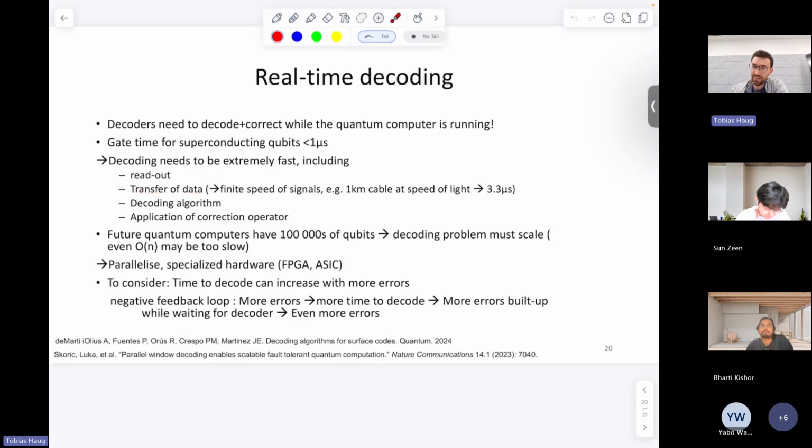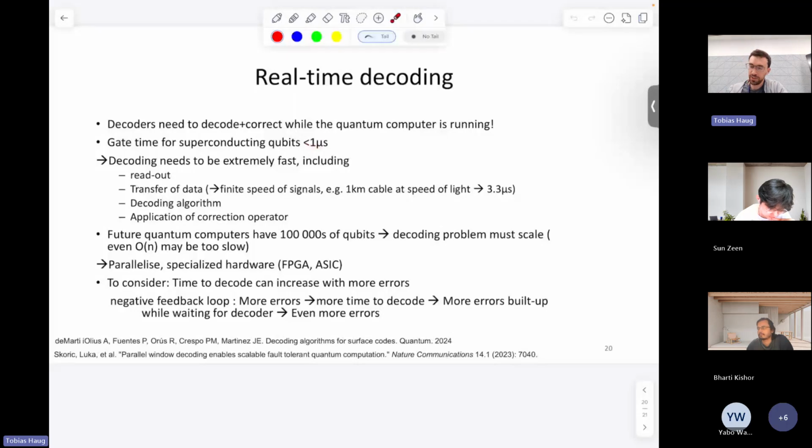Let's say your cluster sits 1 kilometer away from your computer, and the information travels at the speed of light. You already take 3 microseconds just to get the data there. This is already more than your gate time. You're already too slow. Meaning your computer needs to sit as close as possible to your quantum computer.